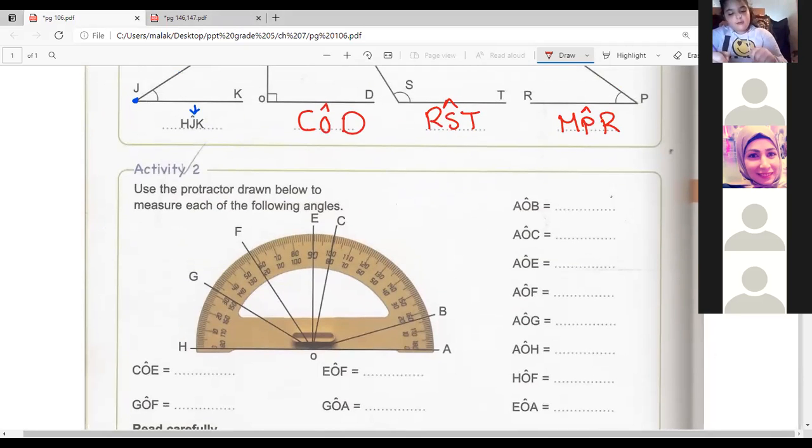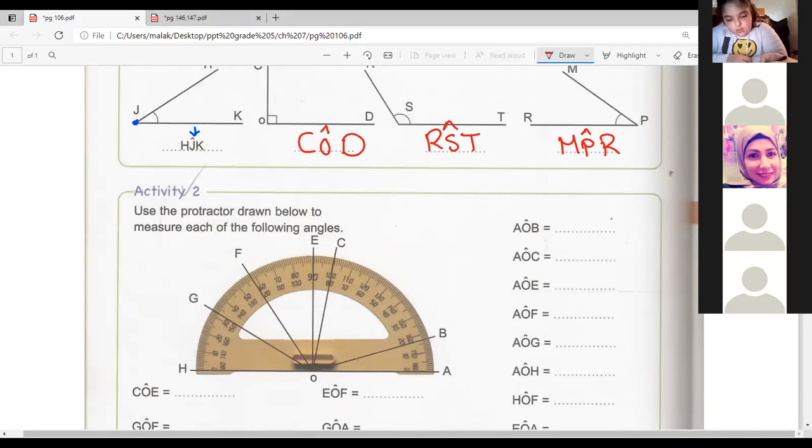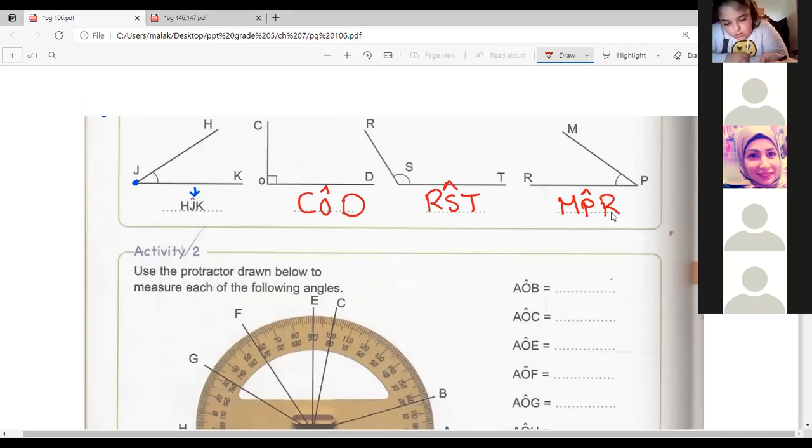Now, in activity 2, I will show you how we measure angles. No need to use a protractor. The protractor is available with us in this activity. Okay? There's no need for us to use it now. Yes Bilal, it's important for the letters to be capital. Yes, as they are here, I am copying them.